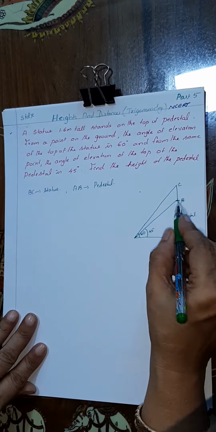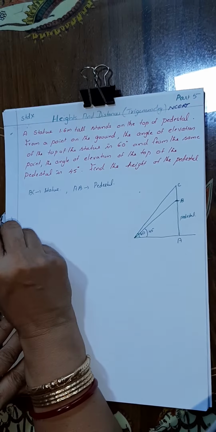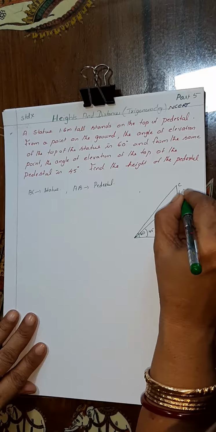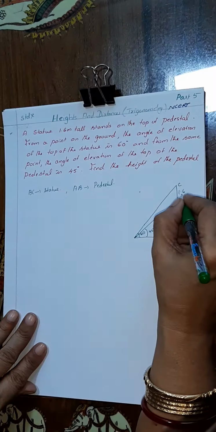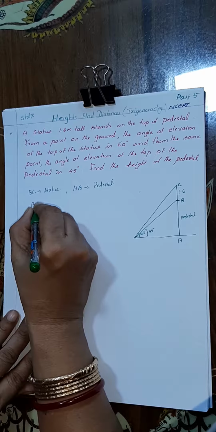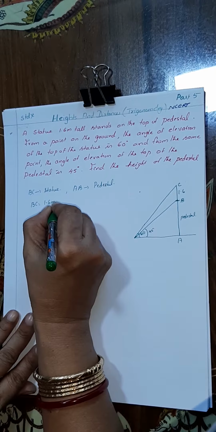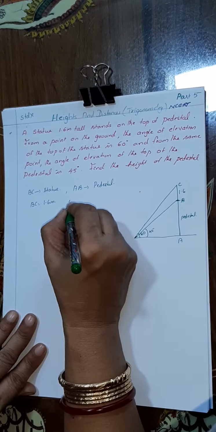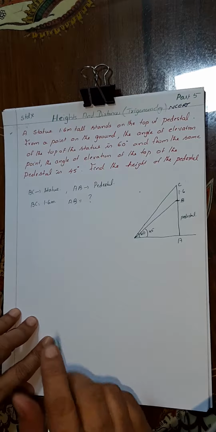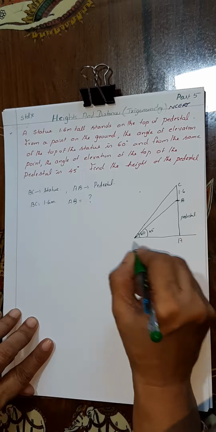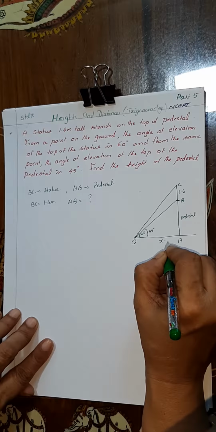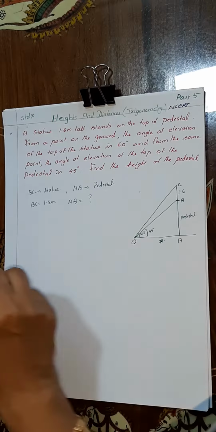Find the height of the pedestal. So the height of the statue is 1.6 meters is given. BC is equal to 1.6 meters. Now we have to find AB. So let us take this point as O. Let this be X, or we'll write it as O itself.